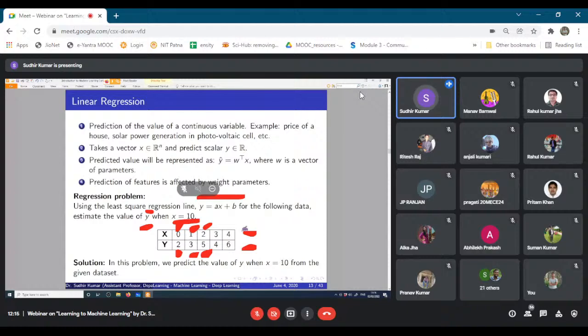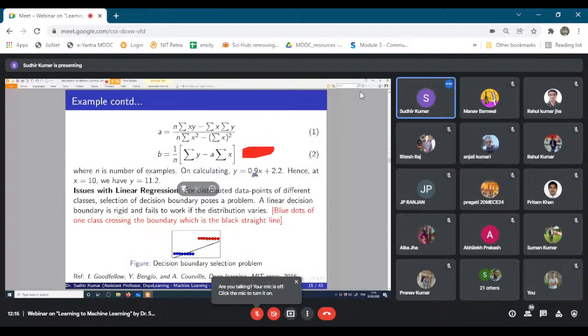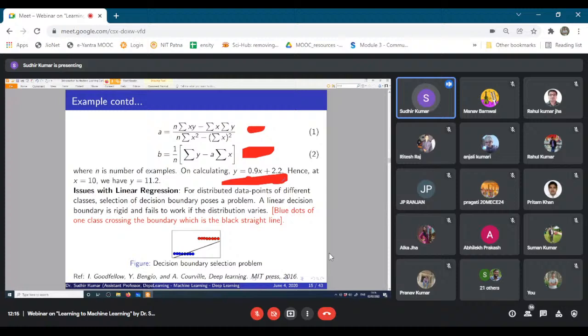And now you know xi yi. Just simply substitute from this table. You will get A to be equal to 0.9 and B will be equal to 2.2. And this is my model learned by the machine learning. So you see, now for the given new x, you can clearly get the y.